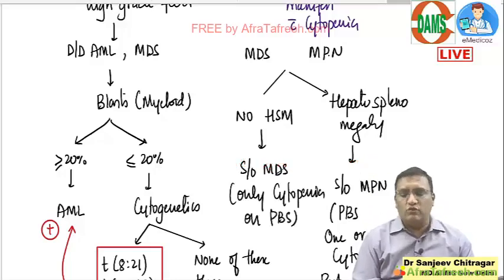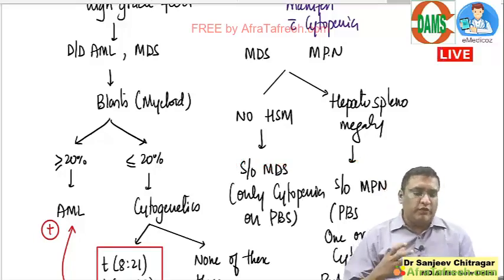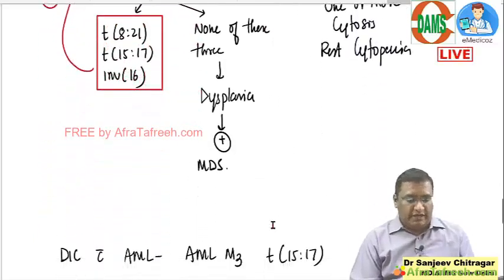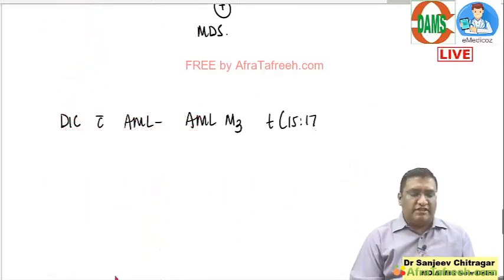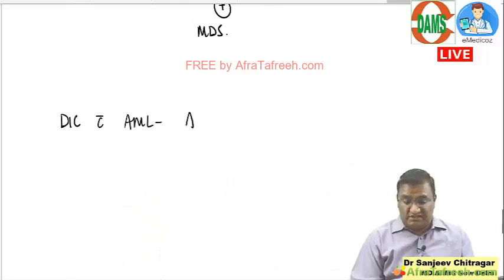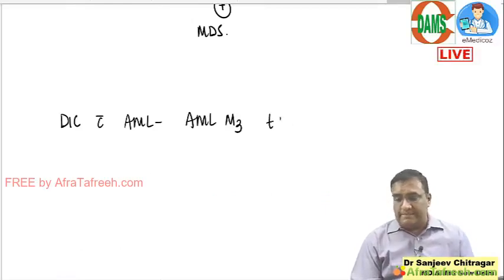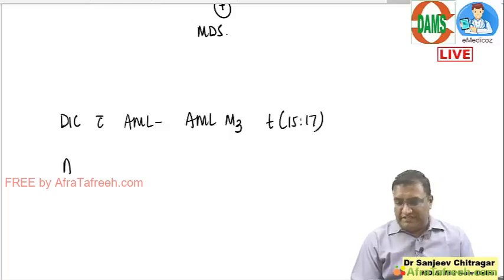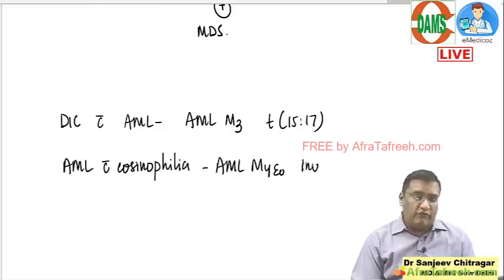So this is how you approach a case of a hematolymphoid neoplasm. I told you a few of the keywords here. Other keywords you might get: DIC with AML, that is AML M3, or translocation 15;17 AML. Next, AML with eosinophilia. Very important, AML with eosinophilia will be AML M4 EO.